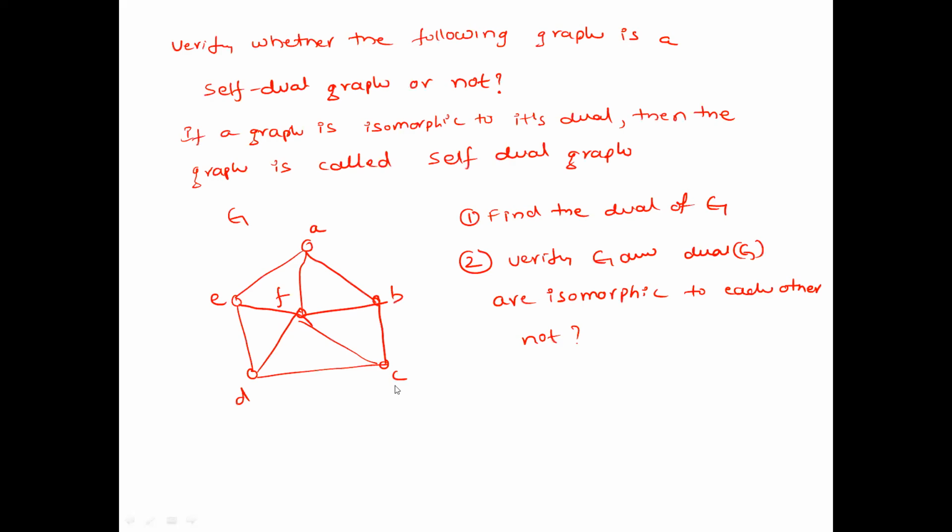So in the morning we discussed a very important topic, that is finding the dual of a graph for a planar graph, and we also discussed what a self-dual graph is. Self-dual graph means you find the dual and see whether the dual is isomorphic to the original graph or not. You can try this. This is an example of a self-dual graph.